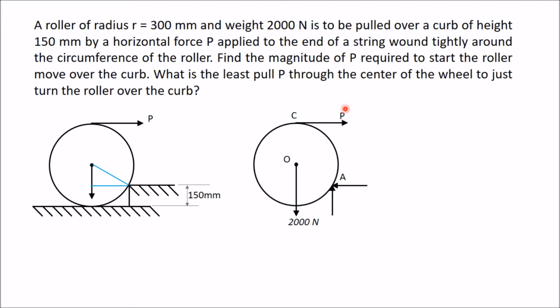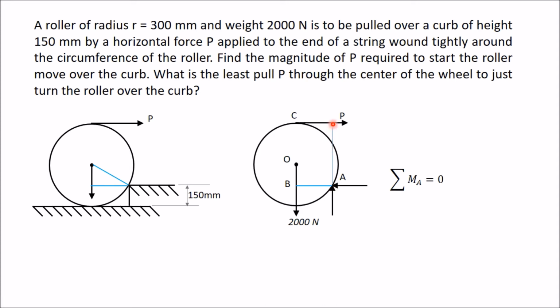Now you can determine P by applying the relation sigma MA is equal to 0. If you take moment about point A, then the moment of these two reactions will become 0, and you have to determine the moment of this 2000 Newton and the moment of P. To get the moment of these two forces, you require perpendicular distances. So draw a perpendicular from A on this force 2000 Newton.